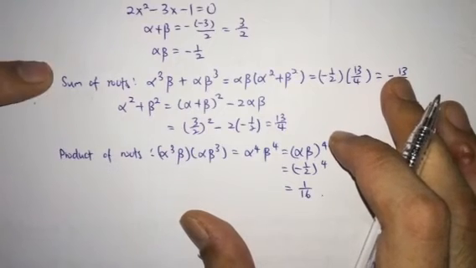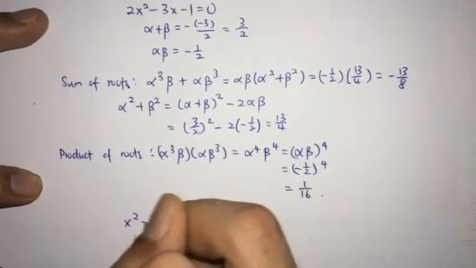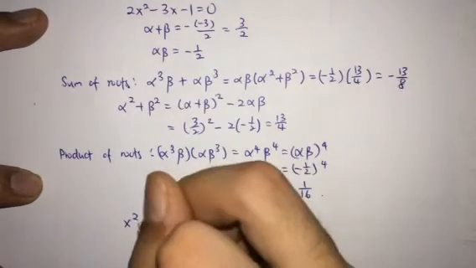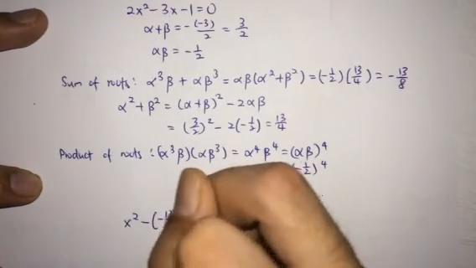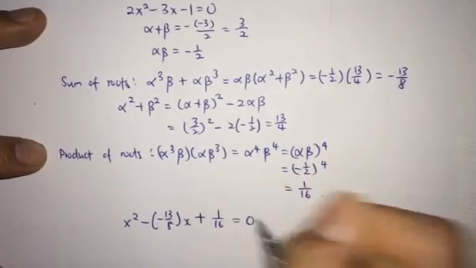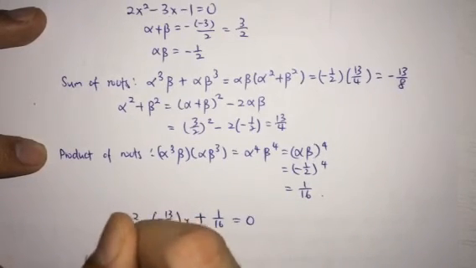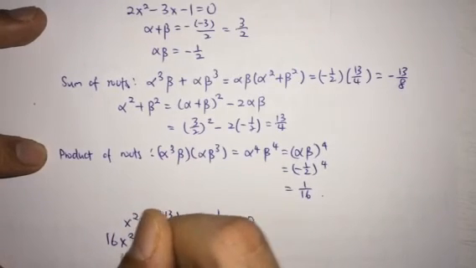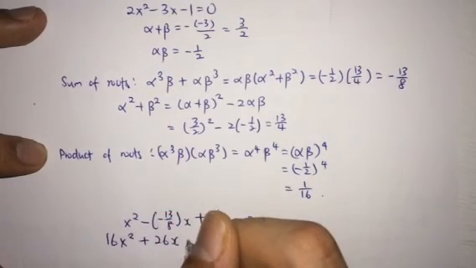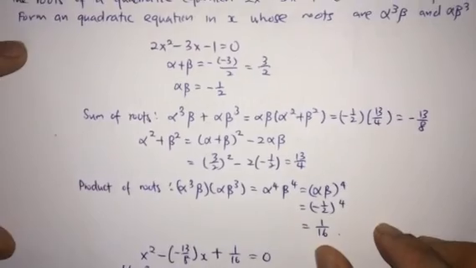Now that we have found the sum of roots and product of roots, the equation required will be x squared minus the sum of roots, plus the product of roots. Since we do not like fractional coefficients, we multiply everything by 16, and we will get 16x squared plus 26x plus 1 equals 0. So this is the equation that we require for the answer here.